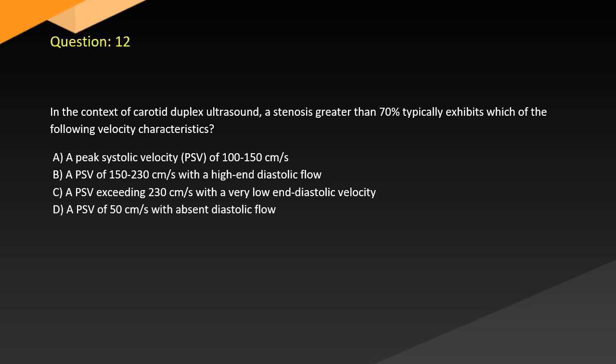Question 12. In the context of carotid duplex ultrasound, a stenosis greater than 70% typically exhibits which of the following velocity characteristics? A. Peak systolic velocity, PSV, of 150 cm/s. B. A PSV of 150 to 230 cm/s with a high end-diastolic flow. C. A PSV exceeding 230 cm/s with a very low end-diastolic velocity. D. A PSV of 50 cm/s with absent diastolic flow.